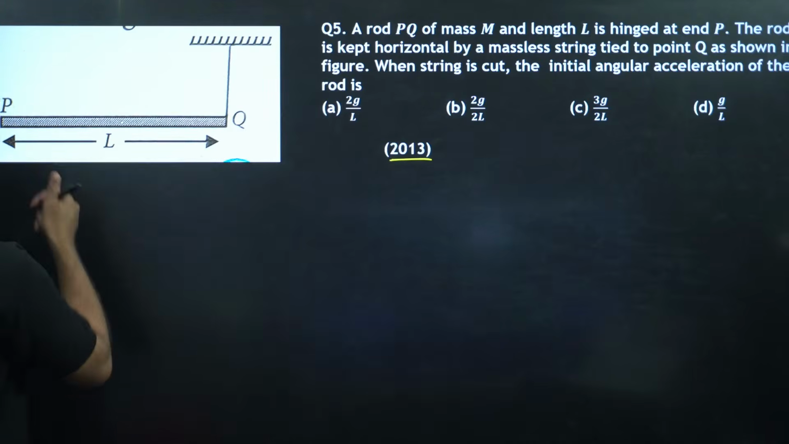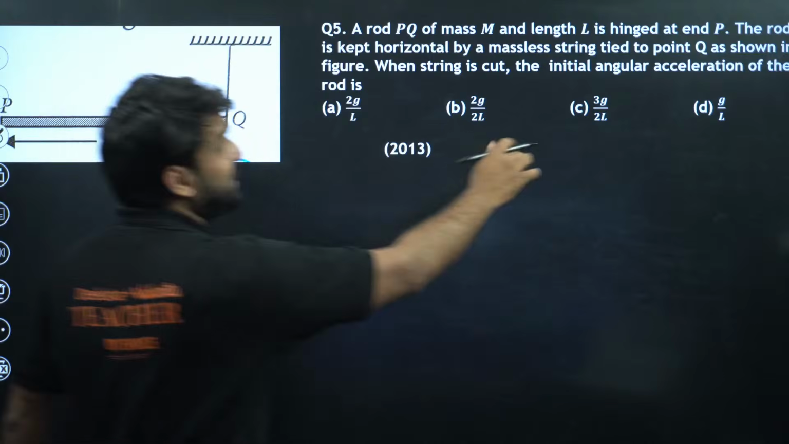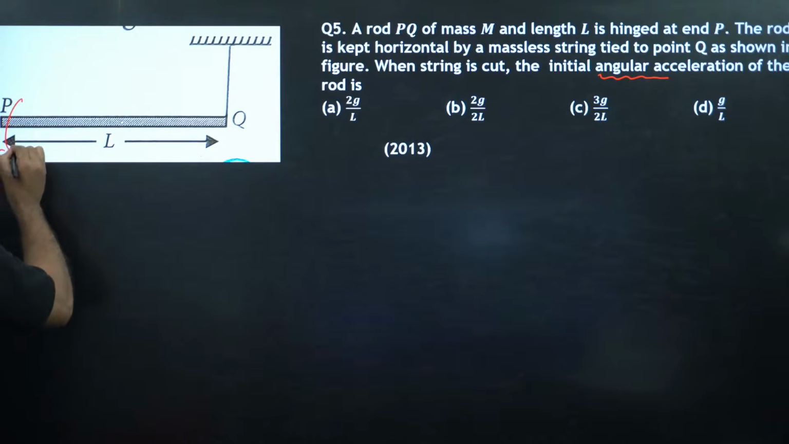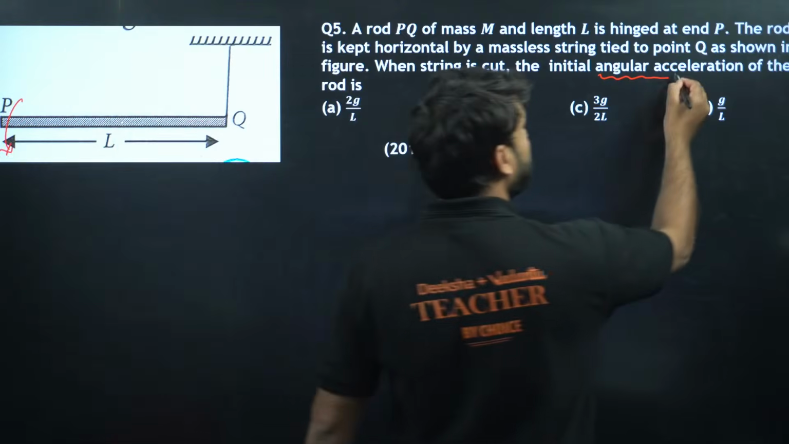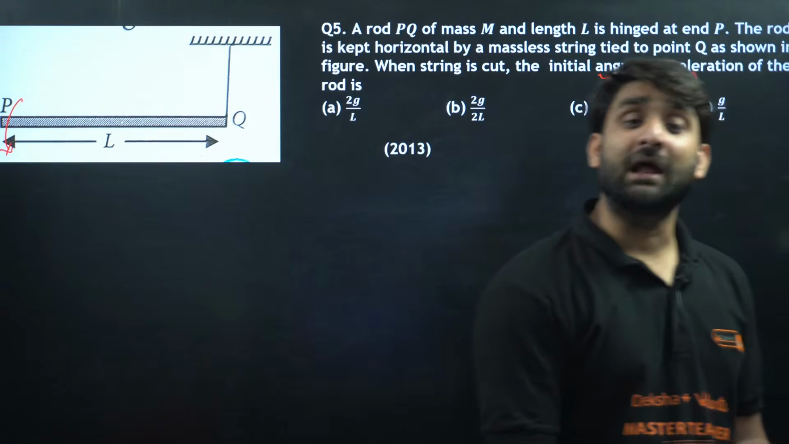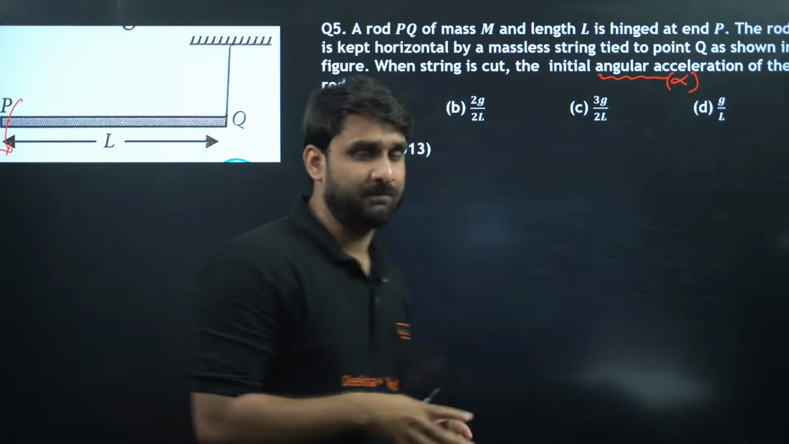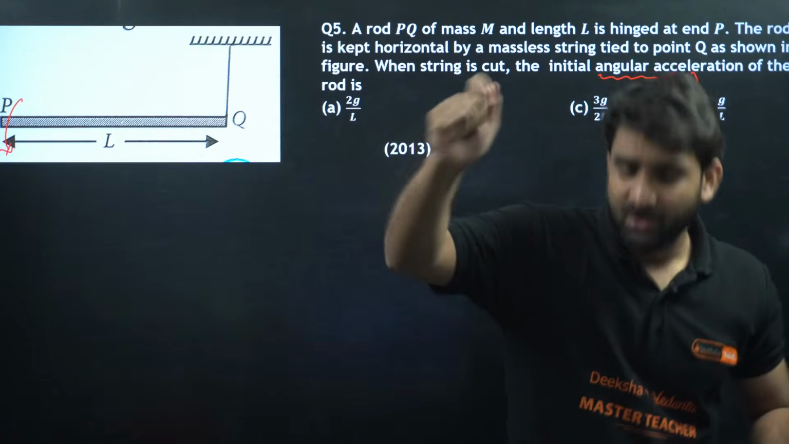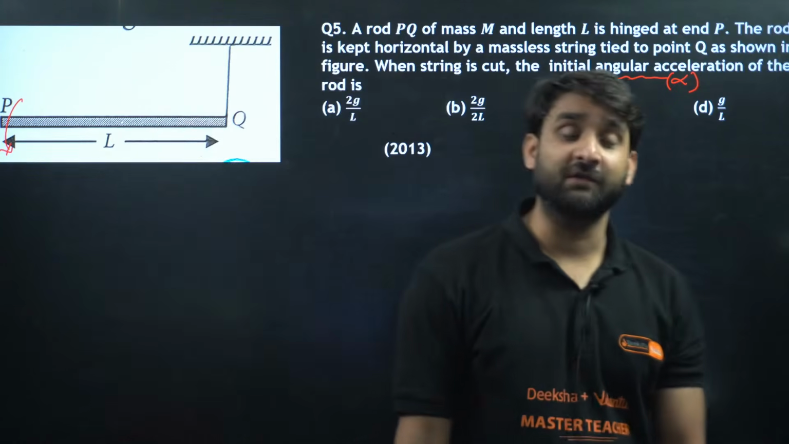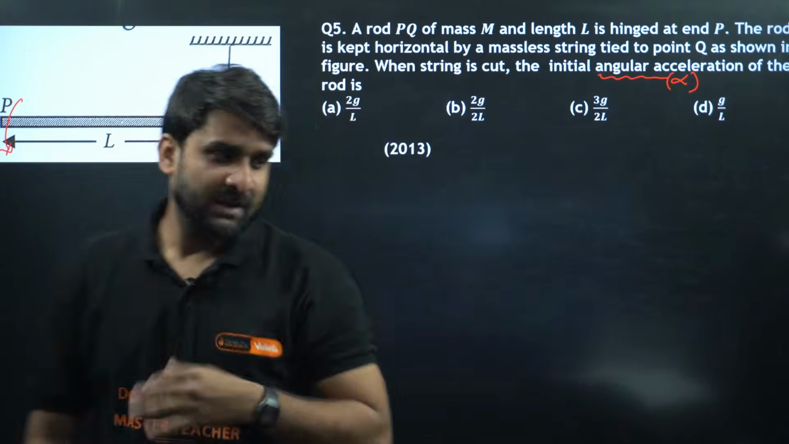So we have to find out the initial acceleration. Which acceleration are we talking about? Angular acceleration. So we have to find out alpha. Now think about all the formulas in which alpha comes up. There are so many formulas where alpha comes up. Think about all those things where alpha comes up, and you can get the result.